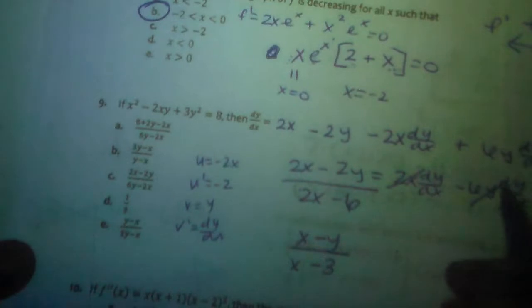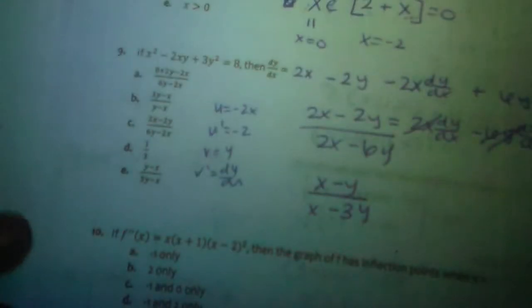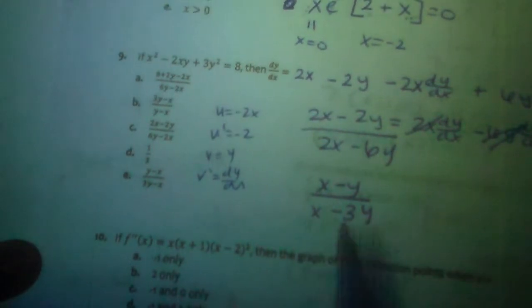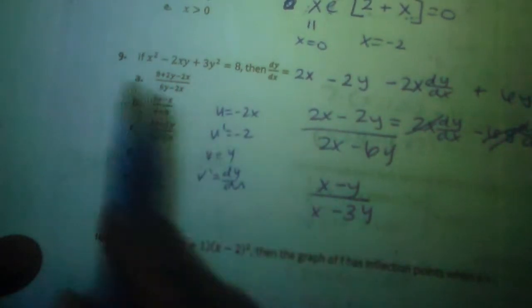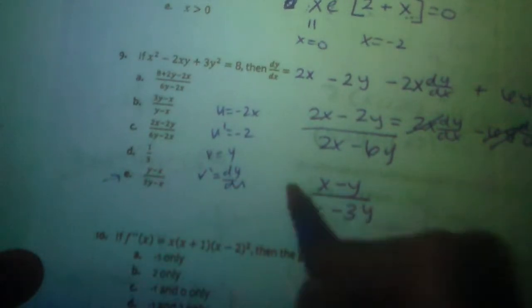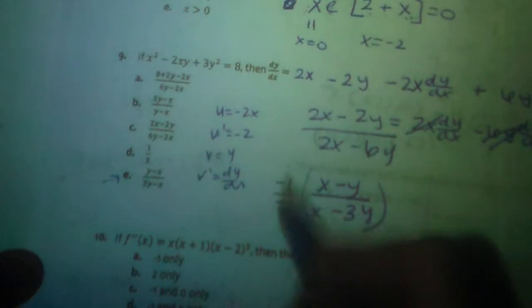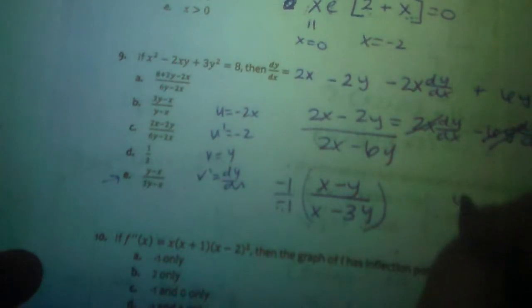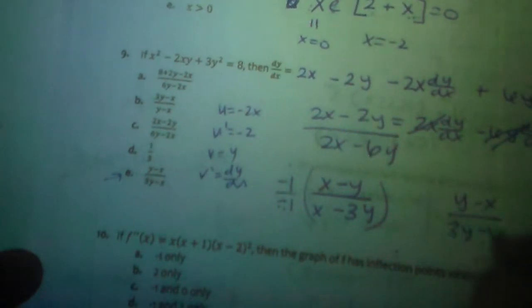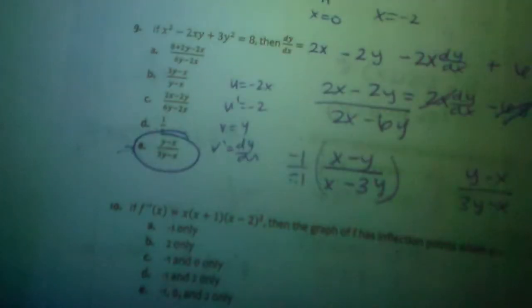Oh, that has a y right here. Whew. X minus y over x minus 3y doesn't look like an option. E looks very similar, so let's say I multiply -1 over -1, which keeps it the same, right? If you do it top and bottom, that would be y minus x over 3y minus x, which is the answer.